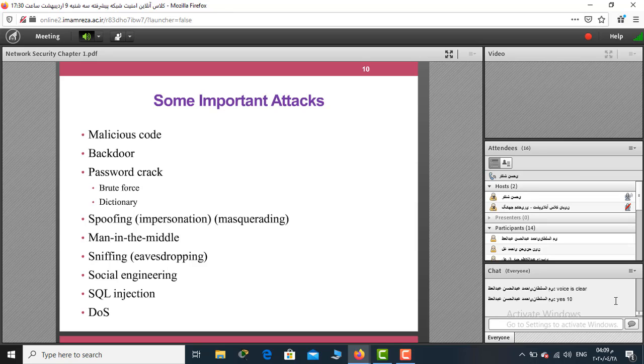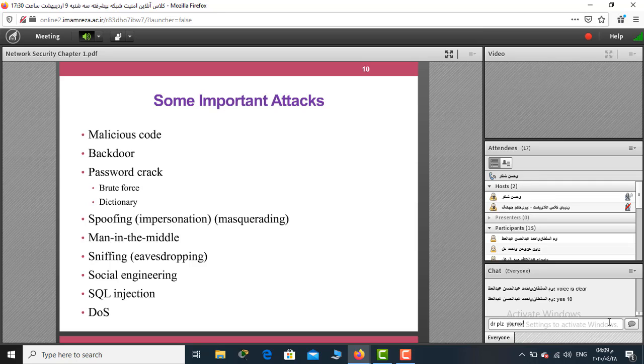Malicious code. Malicious means bad, destroying. Code means software, for example, or program. Malicious code means bad programs. Bad programs or malicious codes include computer viruses and worms and trojans and spyware and ransomware and even adware and so on.